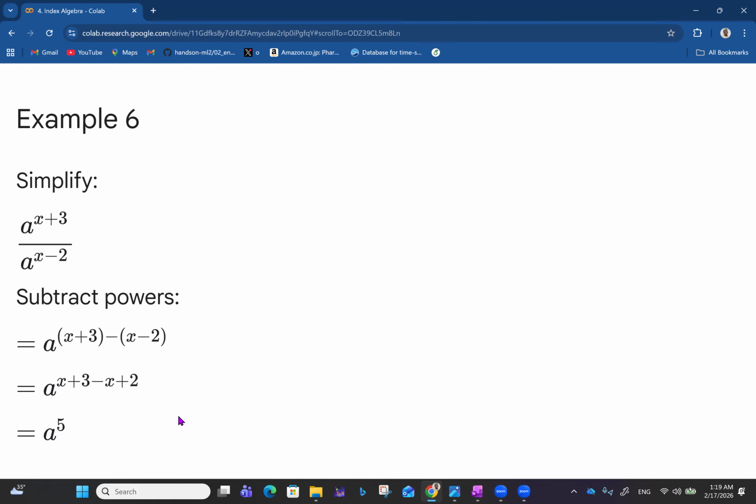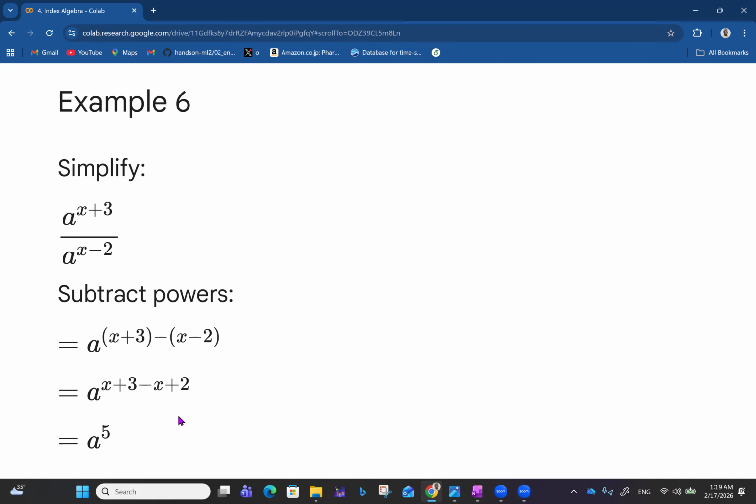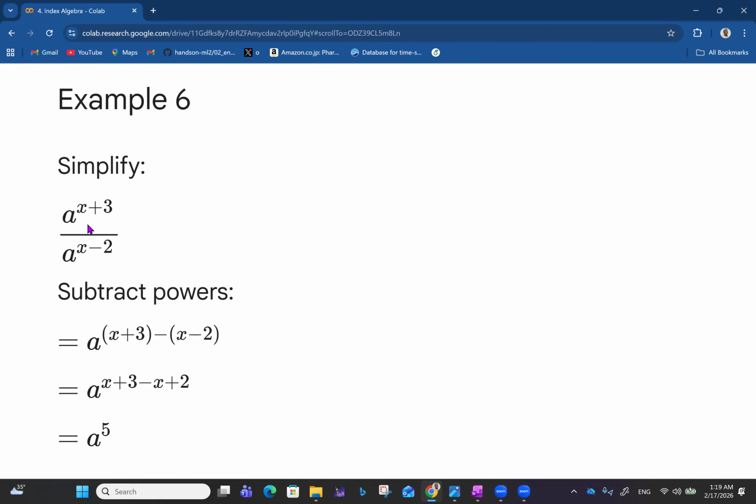Example 6 tells us that we can simplify a raised power x plus 3 all over a raised power x minus 2. Using the law of the quotient of powers, we can just subtract the powers. So we have a raised power x plus 3 minus x minus 2. That means a raised power x plus 3 minus x plus 2. So x cancels x, 3 plus 2 is 5. So we have a raised power 5.